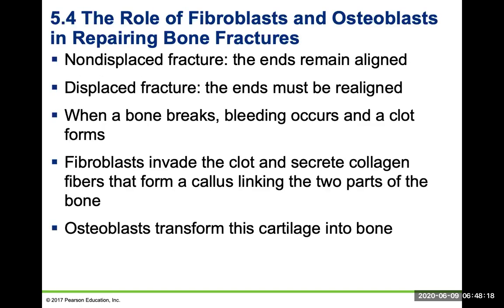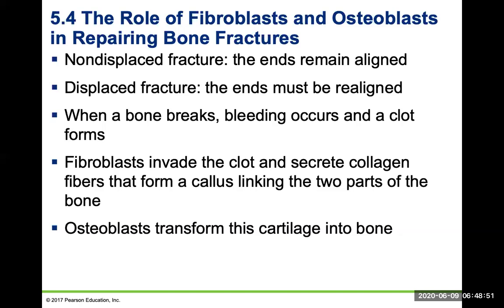The role of fibroblasts and osteoblasts in repairing bone fractures has to do with whenever a bone will crack or break, usually due to injury. A non-displaced fracture is where the ends remain aligned, and a displaced fracture means the ends of these bones must be realigned. When a bone breaks, bleeding occurs because bones have blood vessels running through them, and a clot will form. And a clot is just a pooling of blood to try to stop the bleeding.